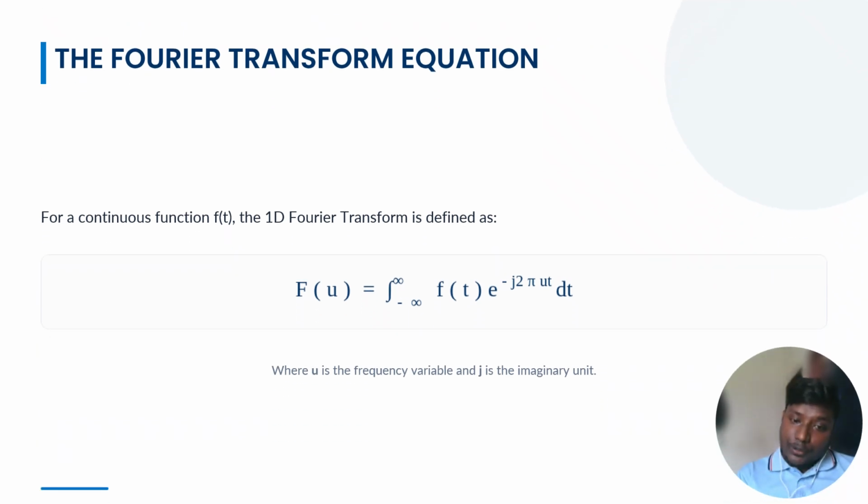The Fourier transformation equation. Mathematically, the 1D Fourier transformation of a continuous function f of t is defined by the integral shown here. We can see on the slide that we multiply our function by a complex exponential and integrate over all time. This transforms our time domain signal into a frequency domain representation.